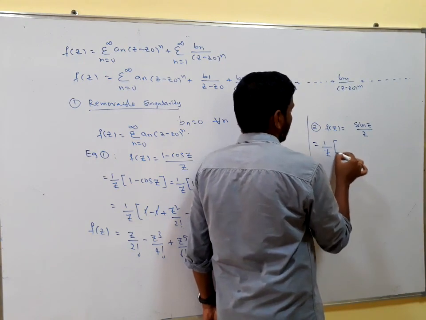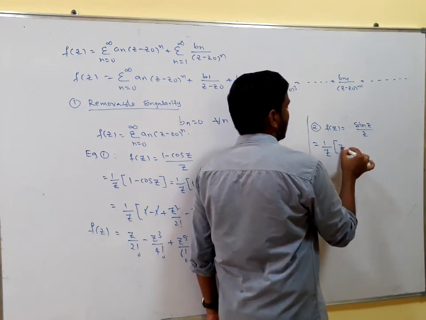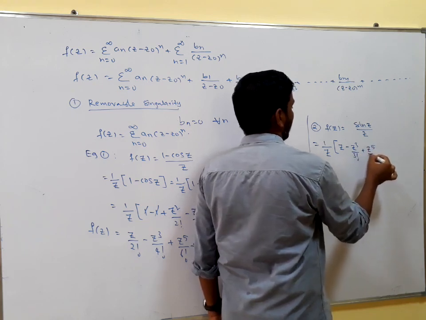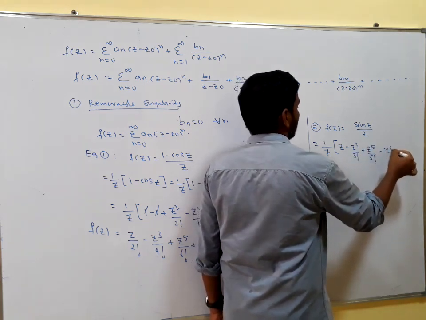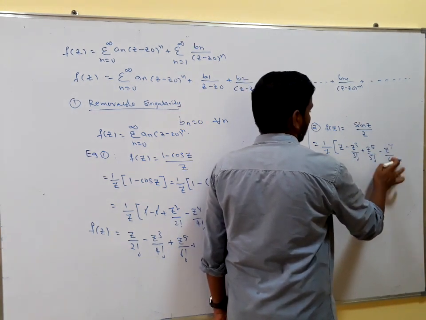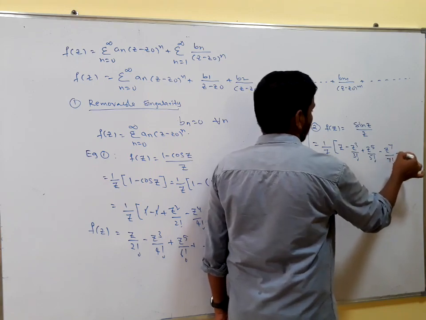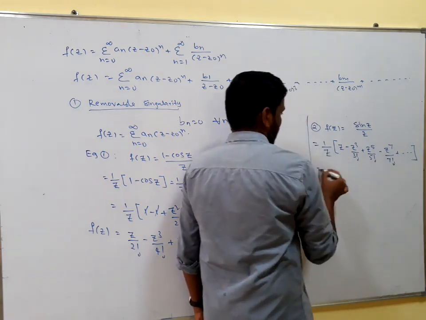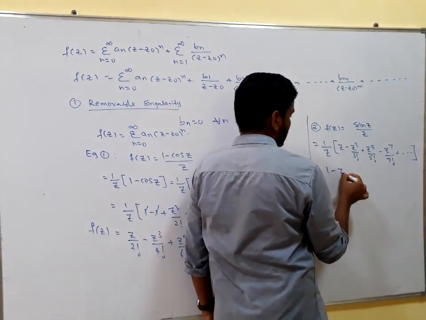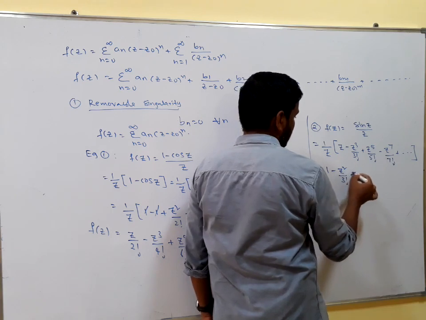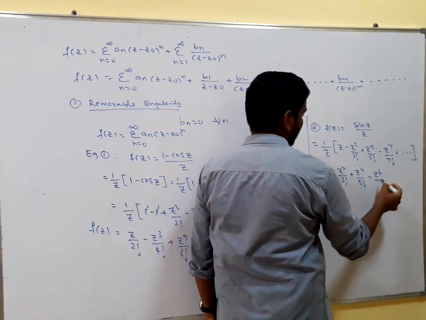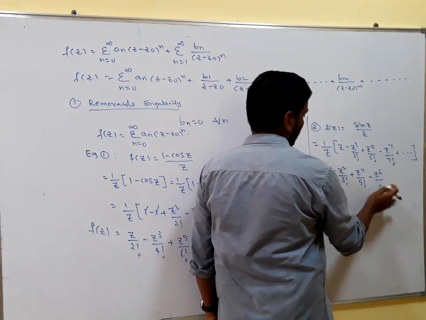Here it is 1 by z of the expansion of sin z, which is z minus z cube divided by 3 factorial plus z to the power of 5 divided by 5 factorial minus z to the power of 7 divided by 7 factorial, and so on. Here z gets cancelled when multiplying with 1 by z, so it is 1 minus z square divided by 3 factorial plus z to the power of 4 divided by 5 factorial minus z to the power of 6 divided by 7 factorial, and so on.